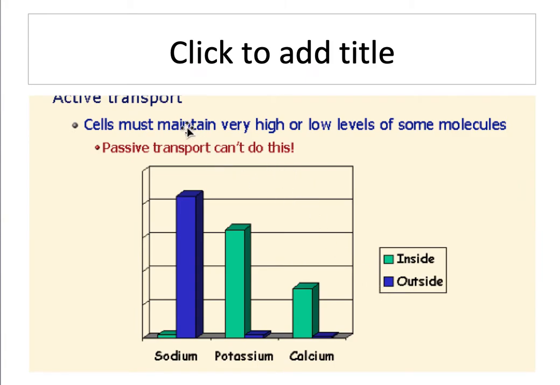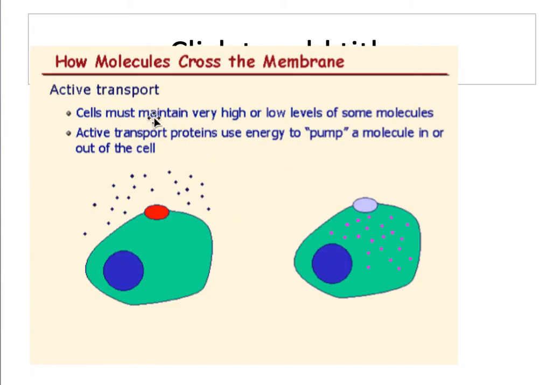See, as I said earlier, a cell must maintain a very high or low level of some molecules. Passive transport cannot do this. So this brings us to the third form of transport, active transport. In active transport, the cell must maintain a very high or low level of some molecules, like ions, for instance. Active transport proteins usually use energy to pump molecules in or out of the cell.